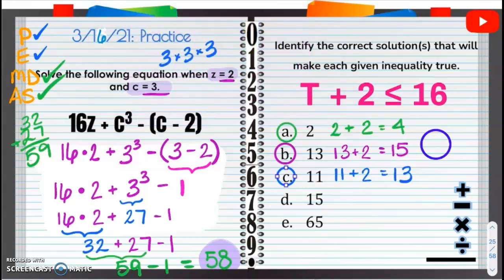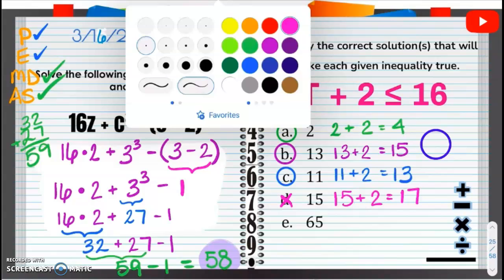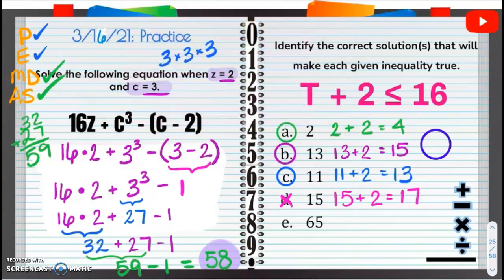How about 15? 15 plus 2, 15, 16, 17. Is 17 less than or equal to 16? No, that's bigger than 16. 17 is bigger. How about 65? 65 plus 2, 65, 66, 67. Is 67 less than or equal to 16? Nope. So 3 answers here, A, B, and C.